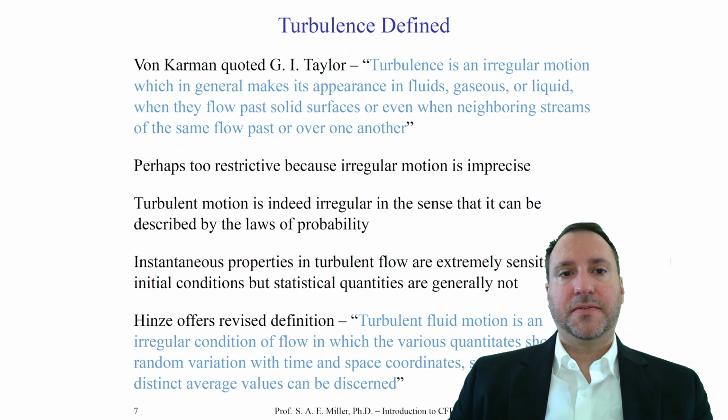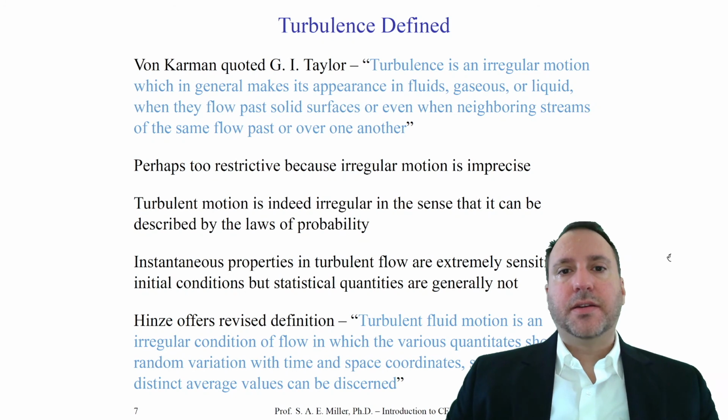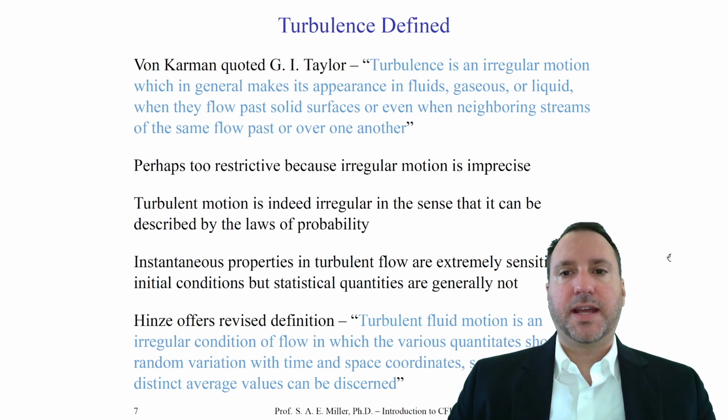Let's now look at a few different definitions of turbulence from different sources so we get an idea of what a formal definition might be. Turbulence defined. Von Karman quoted G.I. Taylor. Von Karman, of course, was one of the founders of Caltech JPL. And G.I. Taylor writes, turbulence is an irregular motion which in general makes its appearance in fluids, gaseous or liquid, when they flow past solid surfaces or even when neighboring streams of the same fluid flow past or over one another.